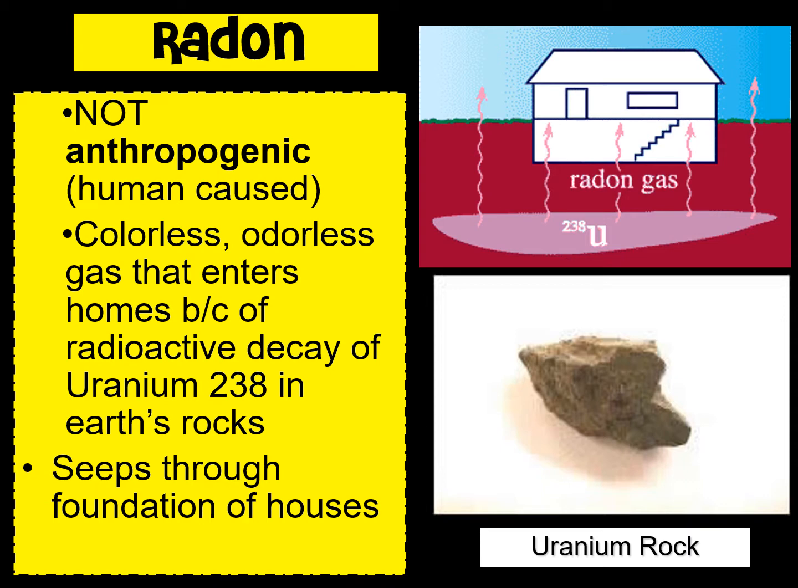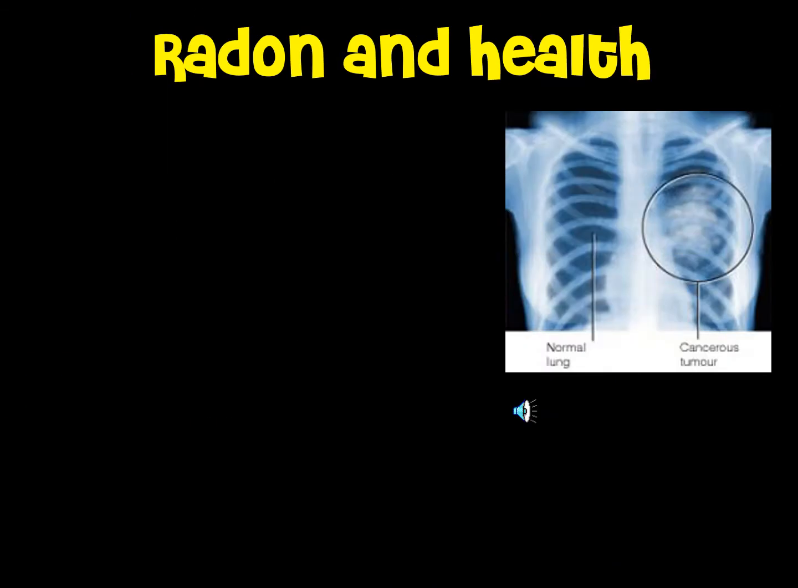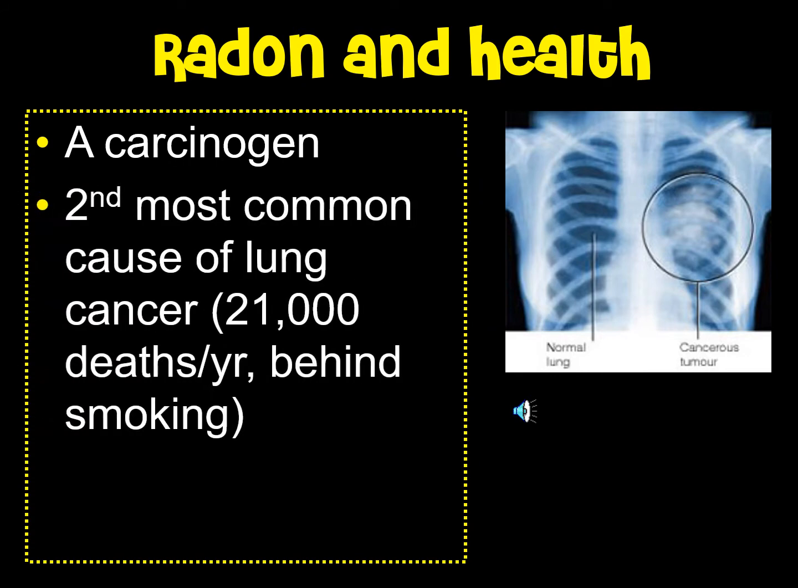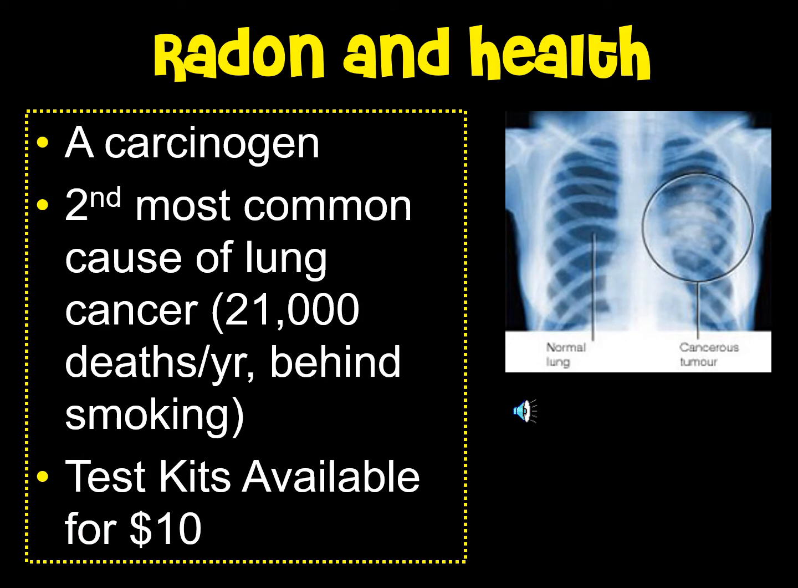How does it get into the house? Well, of course, there's pores and things like that in the soil. There's also pores and stuff in the foundations, and there's cracks and things like that where those gases can travel and come up through the foundations of your house. What does radon do to you? Well, it is a carcinogen. So that means this is a chemical that is known to cause cancer. In fact, it is the second most common cause of lung cancer in the world, second to smoking.